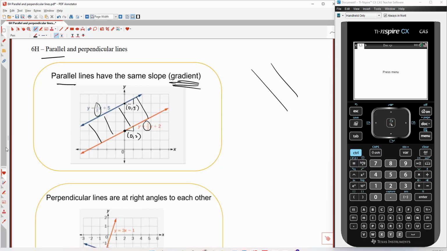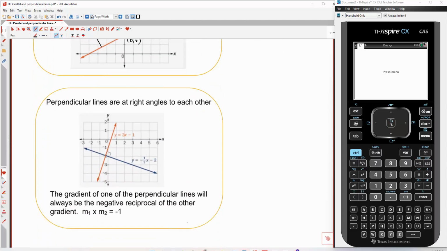Now, the other thing we're looking at today is whether lines are perpendicular to each other. Perpendicular basically means the lines are at right angles. You can see here on the graph that both of these lines intersect at this point, but the intersection for perpendicular lines is a particular type of intersection: it has to be at right angles. Now, there's a good way to check this.